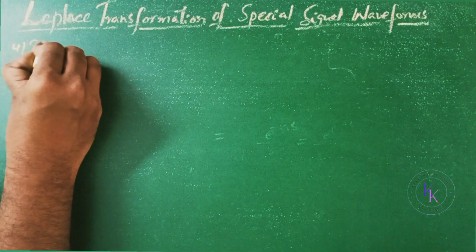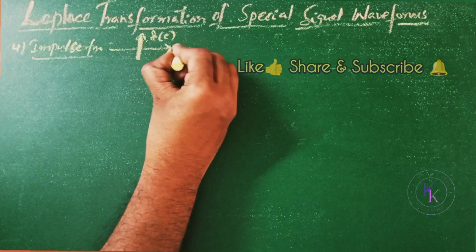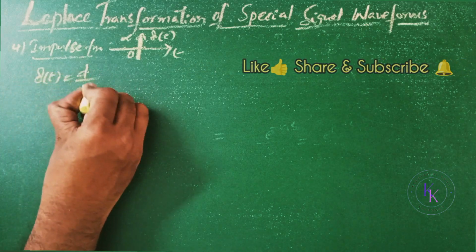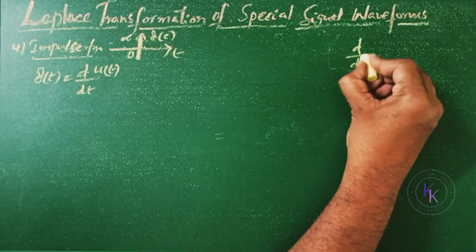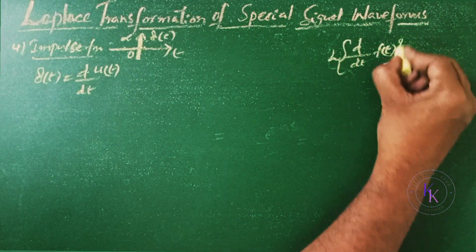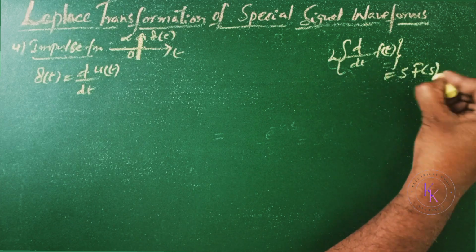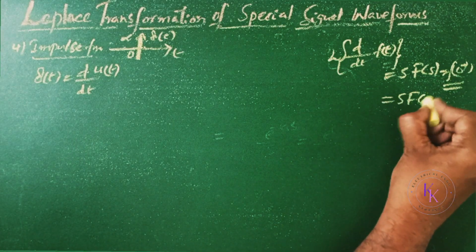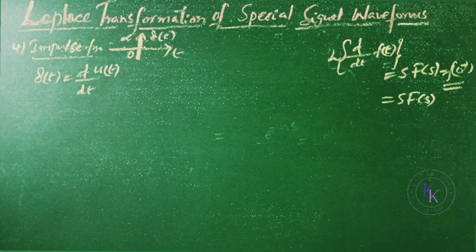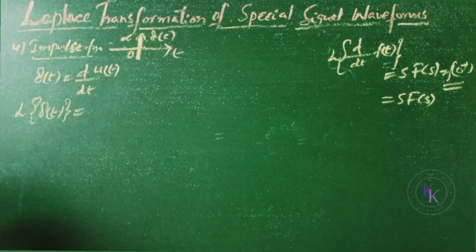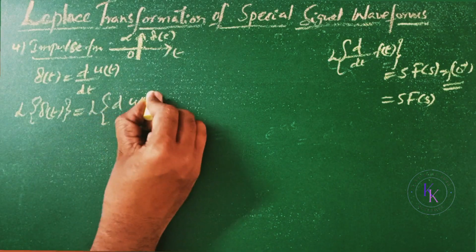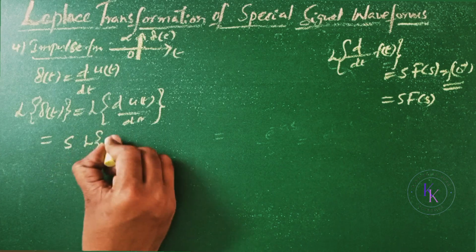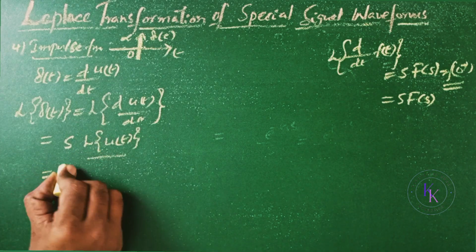Next, fourth one, impulse function. That impulse function delta of t with respect to t from 0 to infinity, and impulse function delta of t is given by d by dt of unit step function u of t. For d by dt of f of t, Laplace transform of this function, we are going to get s F of s minus f0, and neglecting the initial conditions we are going to get s F of s as our formula. Now applying the same formula here, the Laplace transform of delta t is equal to the Laplace transform of du of t divided by dt, that equals, using this formula, s times Laplace transform of u of t. Now Laplace transform of u of t is nothing but 1 by s.